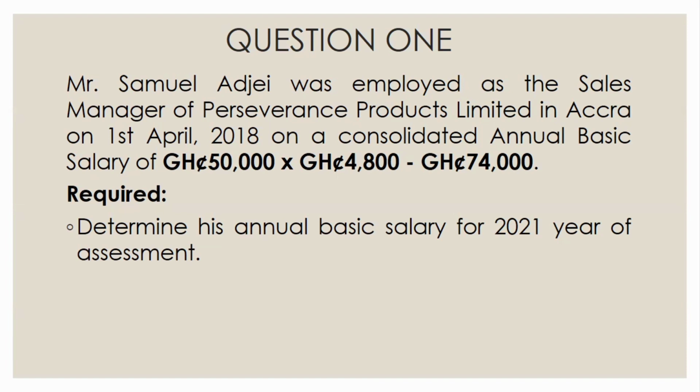So here you should know the salary scale. The salary scale given is 50,000 Ghana cedi, increased by 4,800 up to a maximum of 74,000. You should also know when the employee was employed. The employee was employed on 1st April 2018. And we also have to know which annual basic salary we need, and per the requirement, we need that for 2021. So let's dive into the solution.